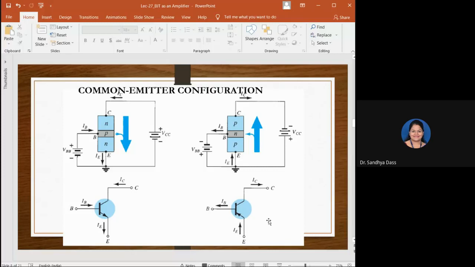There the input current will be the base current, output current will be collector current, input voltage will be VBE, that is voltage across base and emitter, and the output voltage will be VCE, that is voltage across collector and emitter. Now the voltage gain is nothing but the ratio of output voltage to input voltage, which is VCE by VBE. All right, so let's understand all these points.